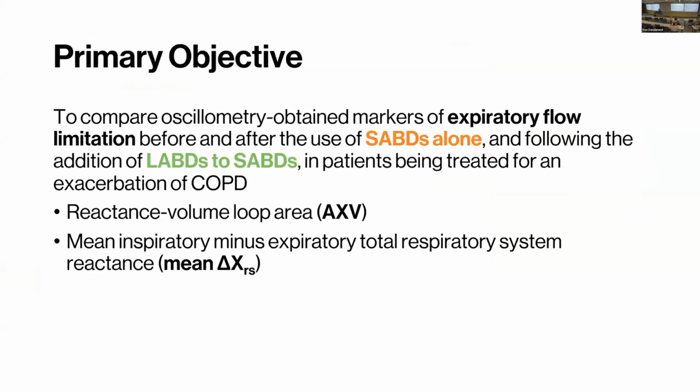And with all that information, we want to be able to compare, as our primary objective, oscillometry obtained markers of expiratory flow limitation before and after the use of short-acting bronchodilators alone, and then following the addition of long-acting bronchodilators to short-acting bronchodilators in patients being treated for an exacerbation of COPD. The main outcomes we're looking at here are reactance volume loop area, or AXV, and mean inspiratory minus expiratory total respiratory system reactance, or mean XRS.